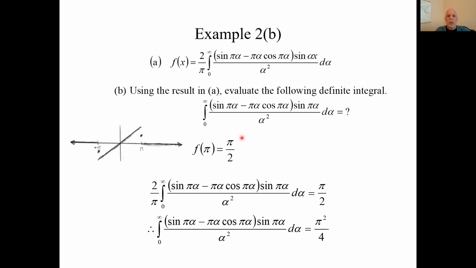So we're trying to evaluate this integral, and it looks like this integral where x is pi. So what is f of x at pi? It is pi over 2. So we have all this equals pi over 2, or the integral we're looking for is pi over 2 times another pi over 2, or pi squared.